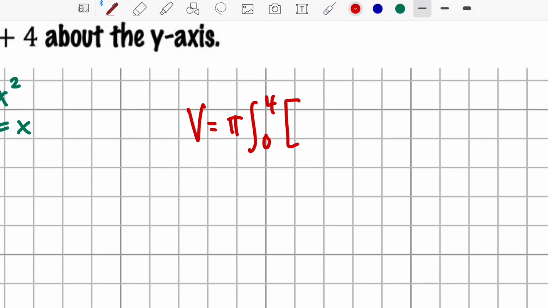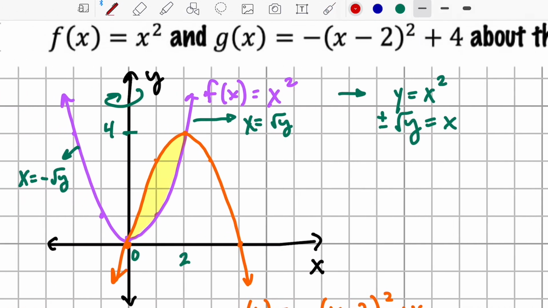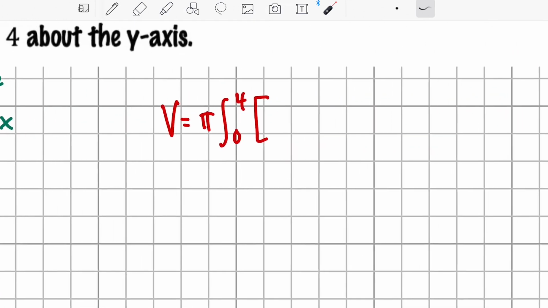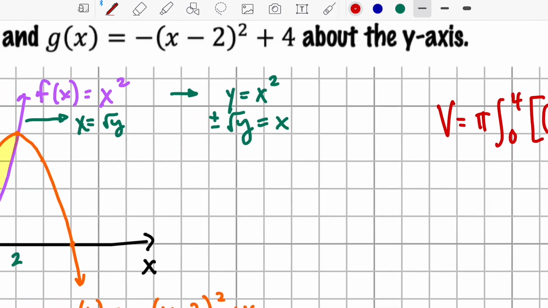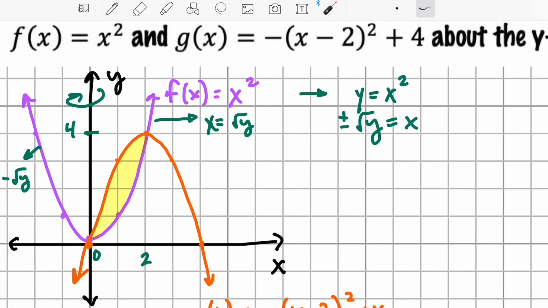Then the function that is furthest away from the axis of rotation, that would be this one, the purple one. And this side of the branch is the positive root. So it'll be that function minus 0, which is just square root of y, squared, minus the function that is closest to the axis of rotation, which would be this one. And we said that this would be the negative part of the branch.